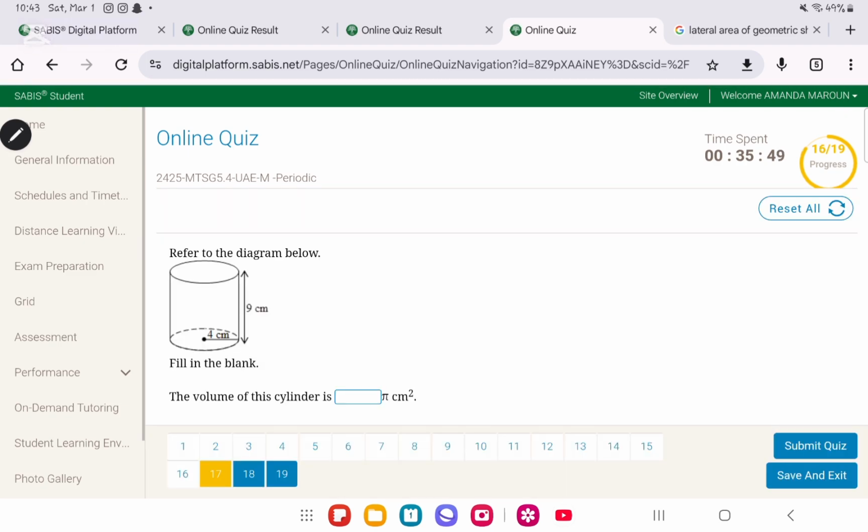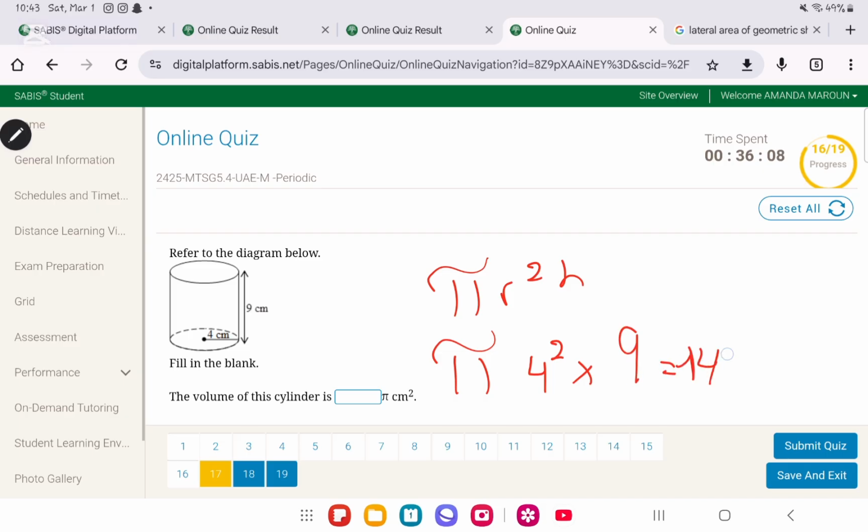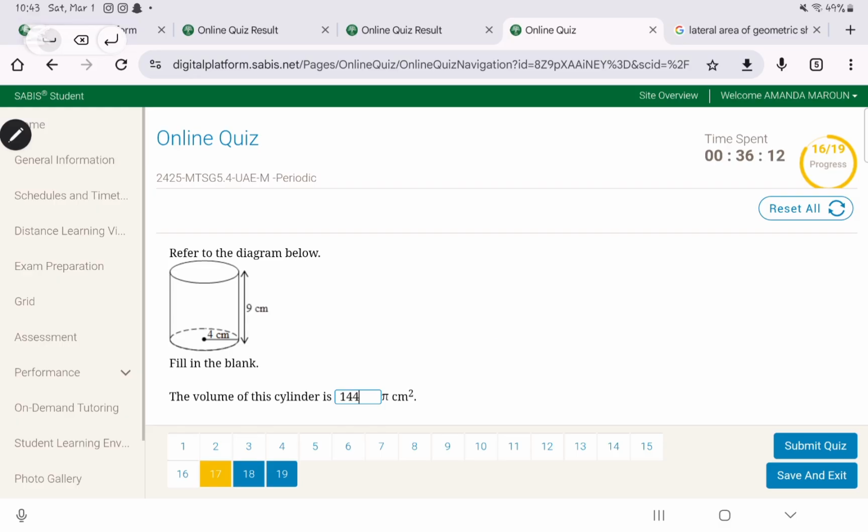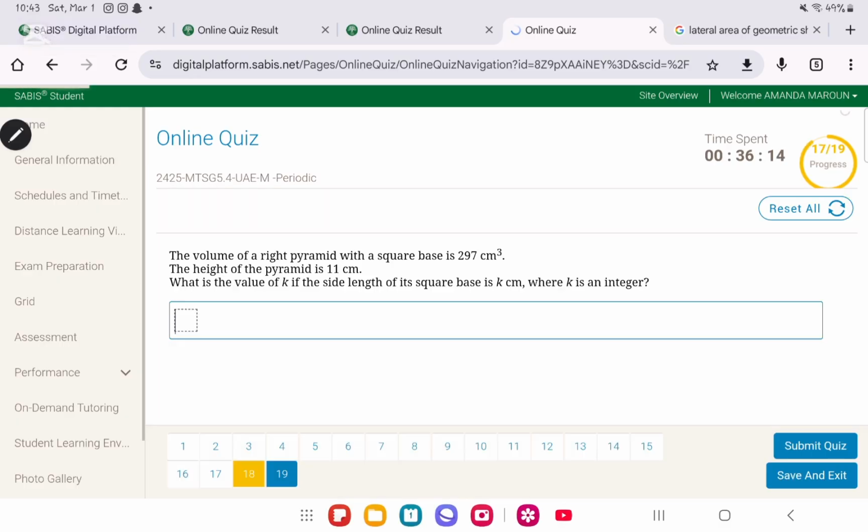We move on to question number 17. We need to find the volume of this cylinder. Very simply, the volume of any cylinder is pi r squared h. So it's going to be pi times the radius squared, 4 squared, times the height, 9. Put it on your calculator, you are going to get 144 pi centimeter squared.